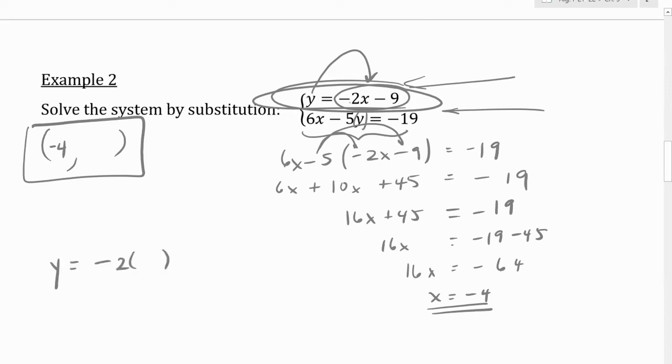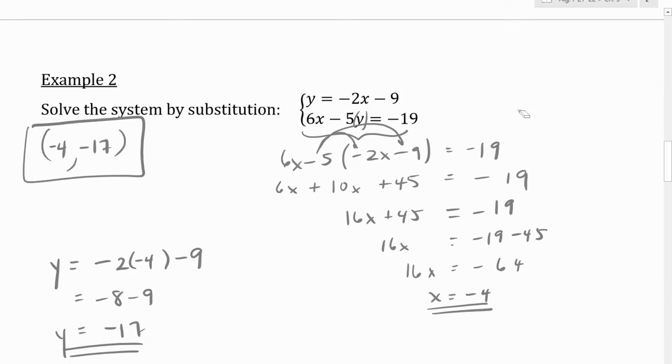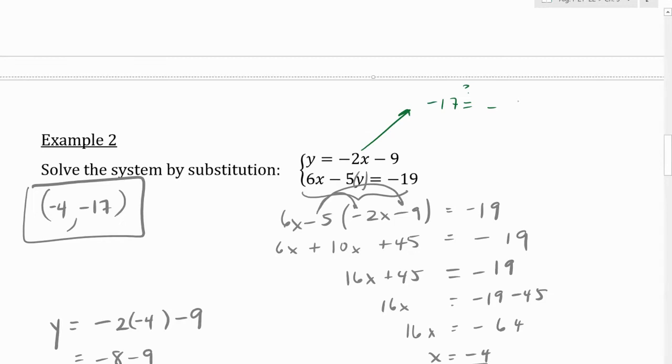It says if I take negative 2 and multiply by x and subtract 9, I will get what y is. So y is negative 17. And then I've got my answer. Now, again, we can still check our answers. If I say, okay, is the y, negative 17, the same as negative 2 times the x minus 9? Let me write that. Negative 2 times the x minus 9. That's 8.